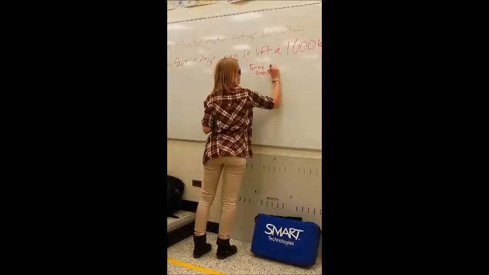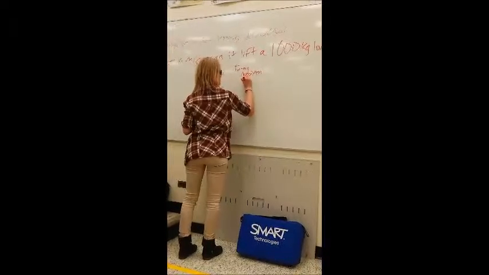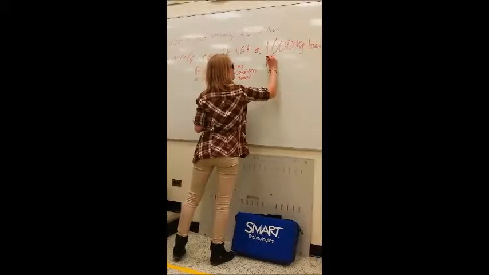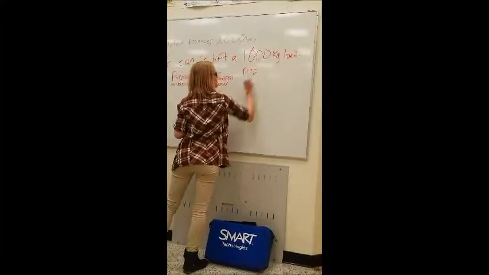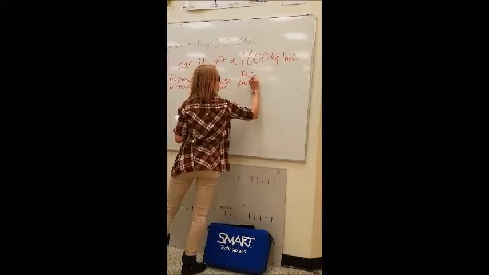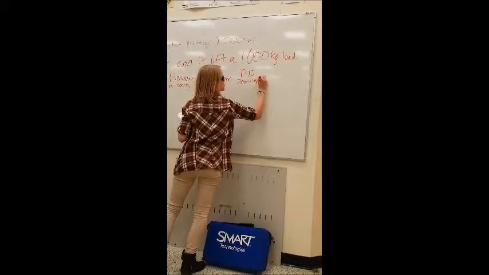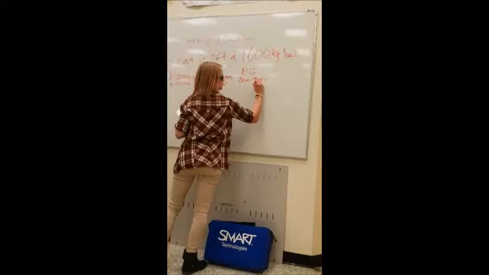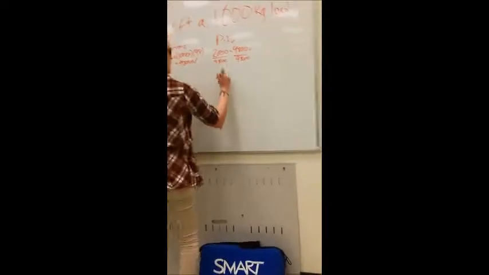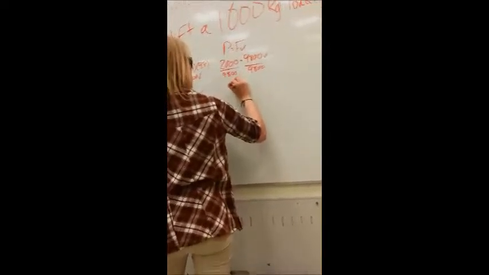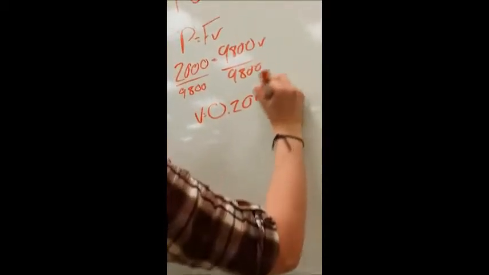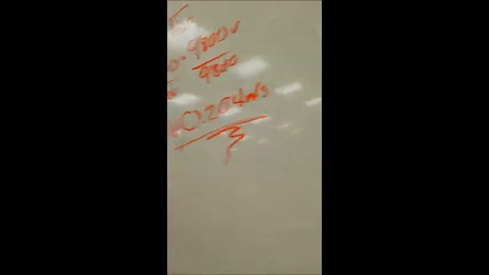1,000 times 9.8, which will equal 9,800 newtons. We'll use our power formula, which is force times velocity. We'll use our initial power of 2,000 equals our force, 9,800 times velocity. So you'll divide that by 9,800 on both sides, and your velocity will come out to 0.204 meters per second. Boom.